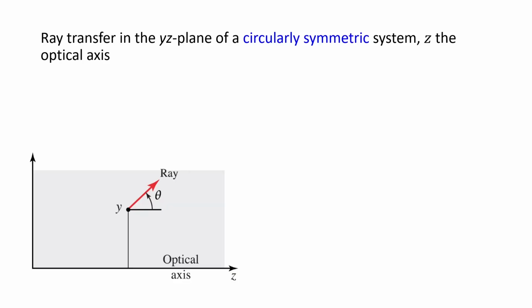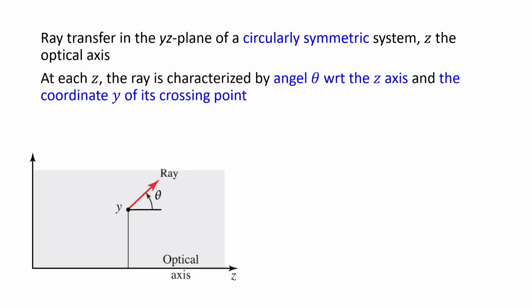We consider ray transfer in the YZ plane of a circularly symmetric system whose optical axis is along the z direction. We said circularly symmetric because nothing is special about the YZ plane. So, if you consider every plane perpendicular to the optical axis, the same argument holds. As we said earlier, at each z, the ray is characterized by an angle theta with respect to the z-axis, and also the coordinate y of its crossing point.